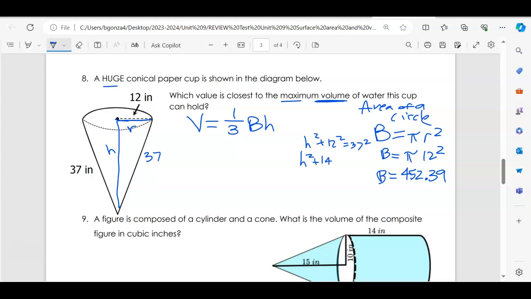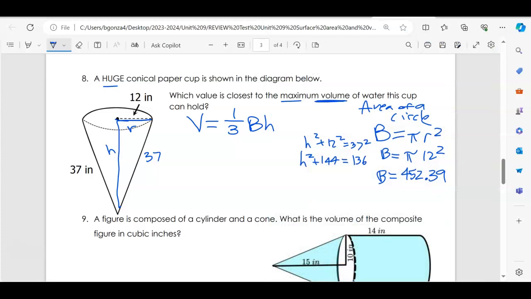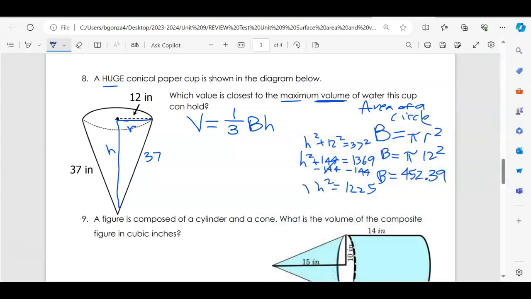H squared plus 144 equals 1,369. Then we gotta subtract 144. And we get 1225. And then last step is to square root that number. We end up getting 35. So h is 35. So now we can do the volume formula.